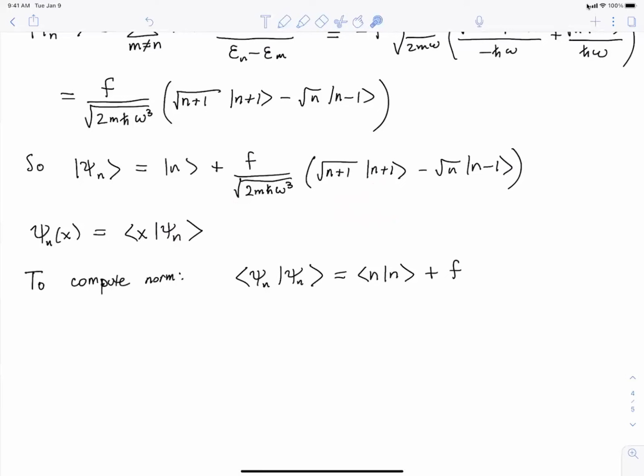So the term in the norm that's linear in f is 0. And then there's going to be a term f squared, which is what's going to happen when you take the inner product of this with itself and this with itself. And so that's non-zero.